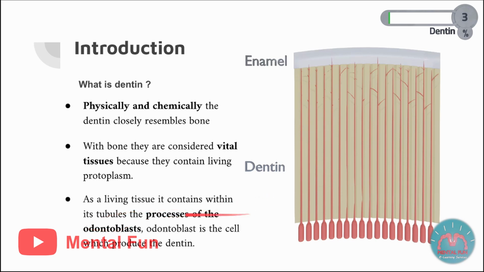So dentin contains within its tubules the process of the odontoblast. We will speak about the tubules, which this process extends through. So dentin contains living protoplasm inside its calcified structure.